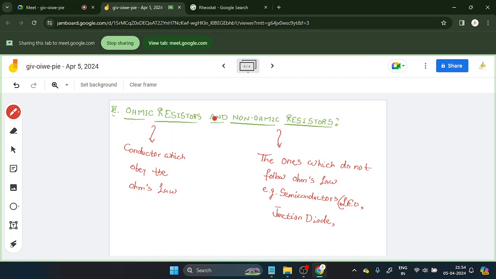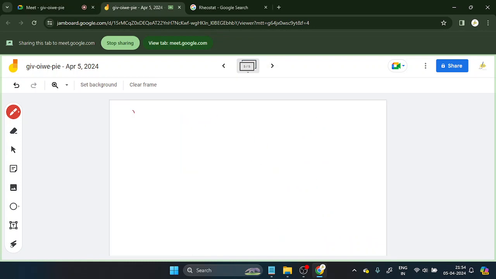Junction diode, transistor, etc. Okay, so these are what? These are the non-ohmic resistors. Clear? So if you plot the graph between V and I for the non-ohmic resistors, it is going to come like this. This is V, this is I, not linear, it is going to come like this. Clear?